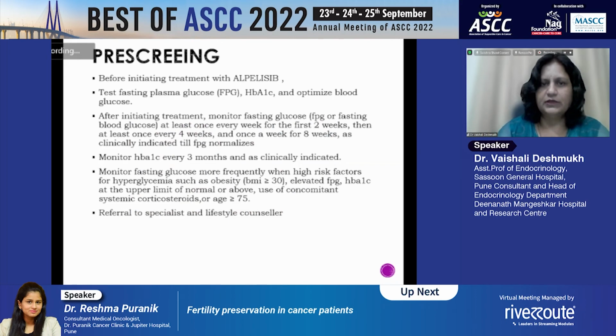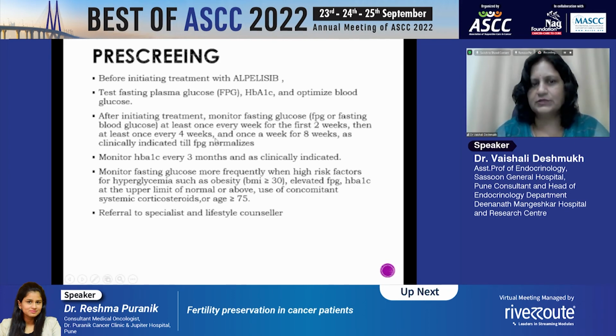So pre-screening is very important for using this drug. Pre-screening with fasting plasma glucose and HbA1c is necessary. At least a random plasma glucose needs to be done. Monitoring of fasting glucose needs to be done at least once a week for the first 2 weeks, then at least once every 4 weeks, and then once every 8 weeks. Ideally, you should be monitoring at every follow-up visit. HbA1c monitoring every 3 months.